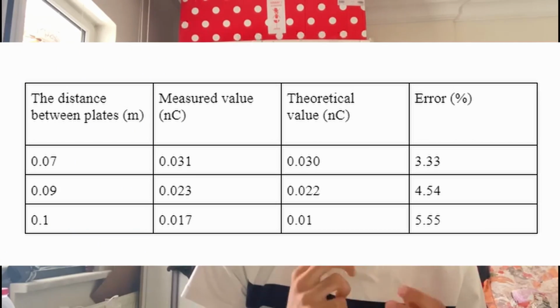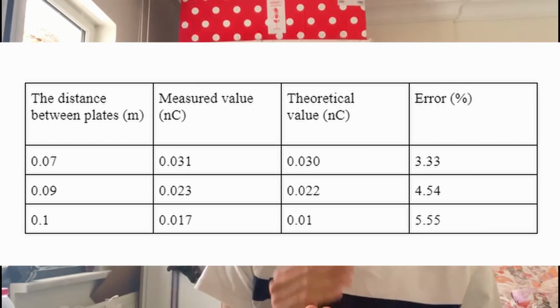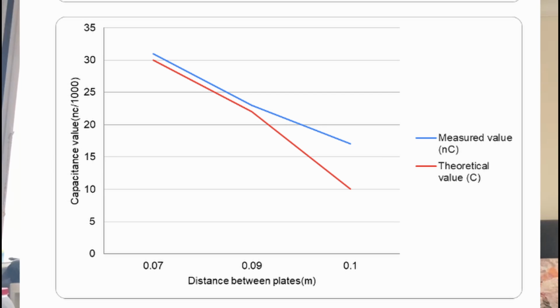In the tables and the graphs, this time when the gap increases, the capacitance value decreases. That means the gap between the conductors has an inverse proportion to the capacitance value.